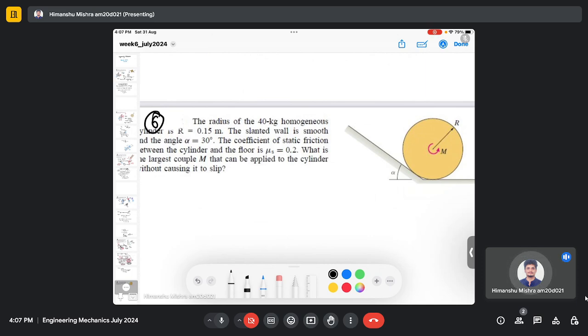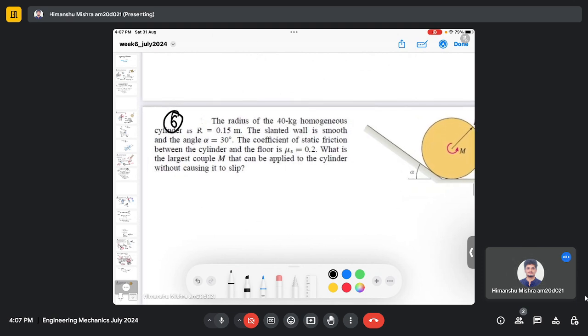So here we have given a radius of the 40 kg homogeneous cylinder, which is 0.5 meter. The slanted wall is smooth and the angle alpha is 30. The coefficient of static friction between cylinder and floor is 0.2. What is the largest couple M that can be applied to the cylinder without causing it to slip?